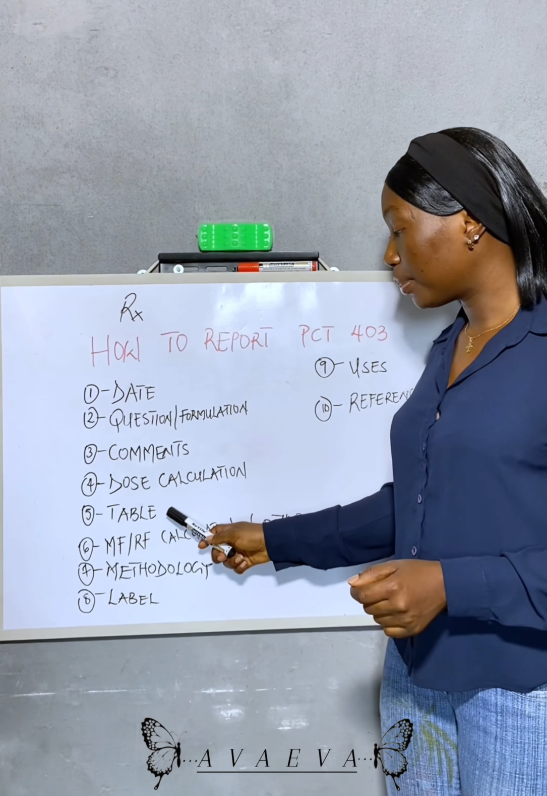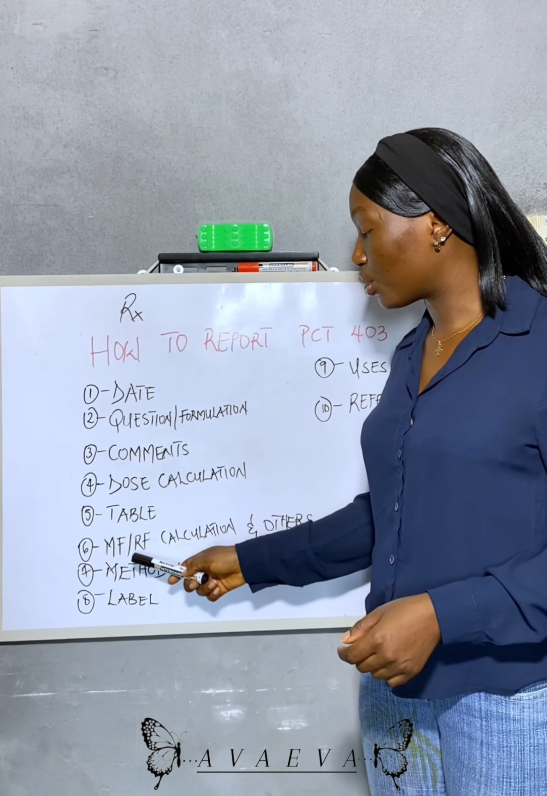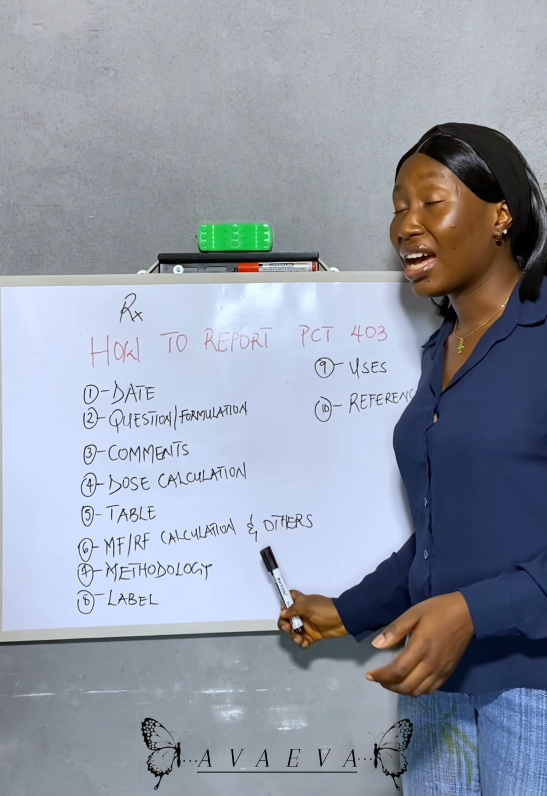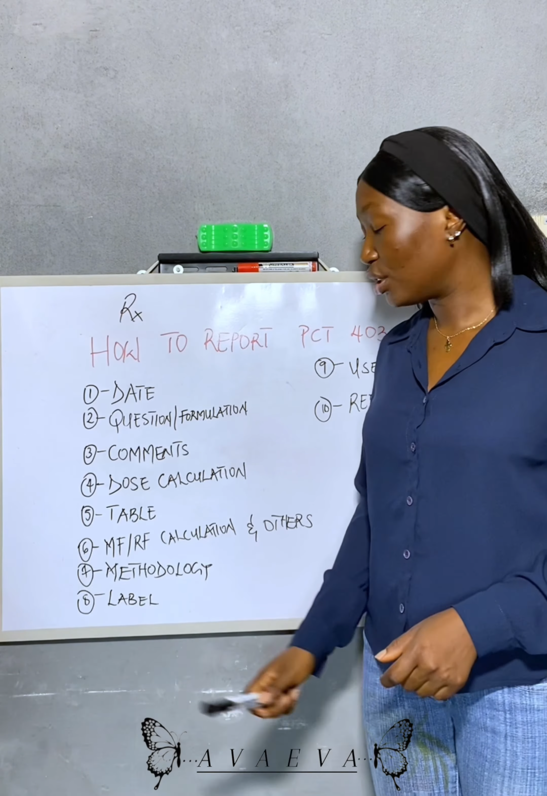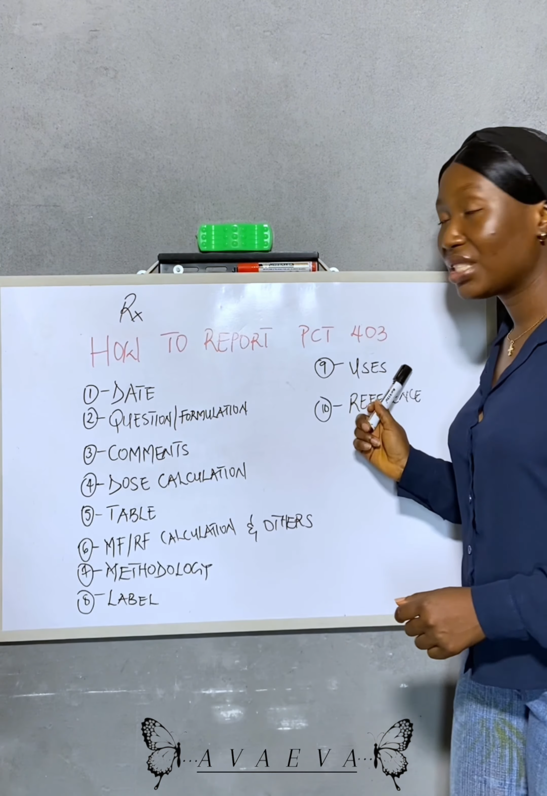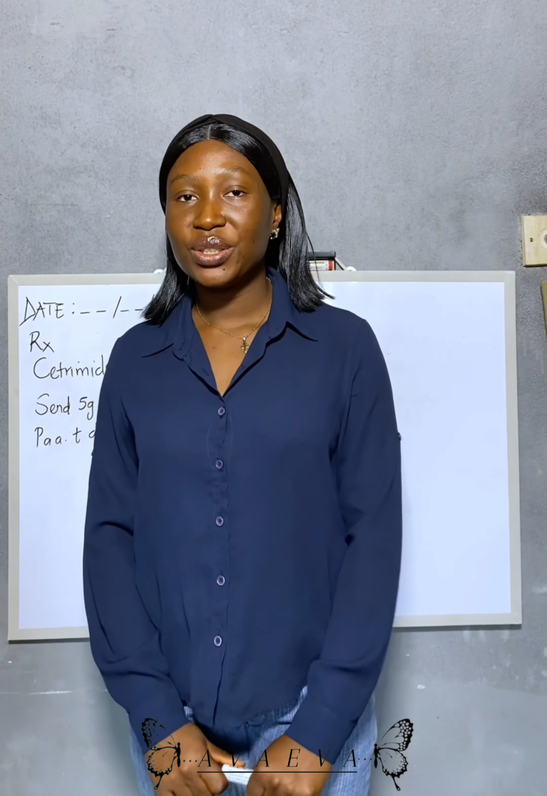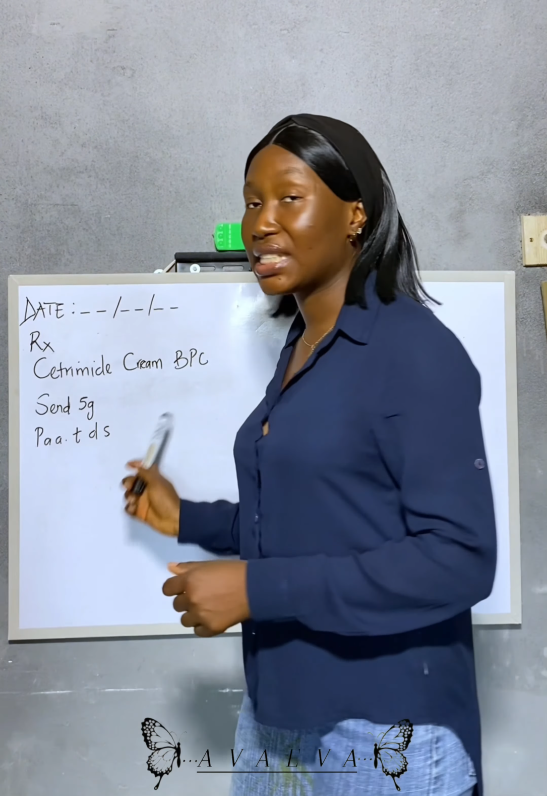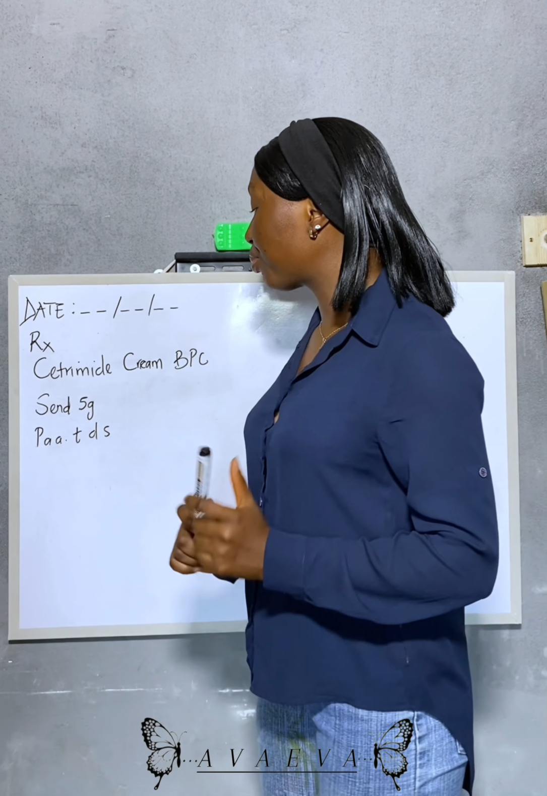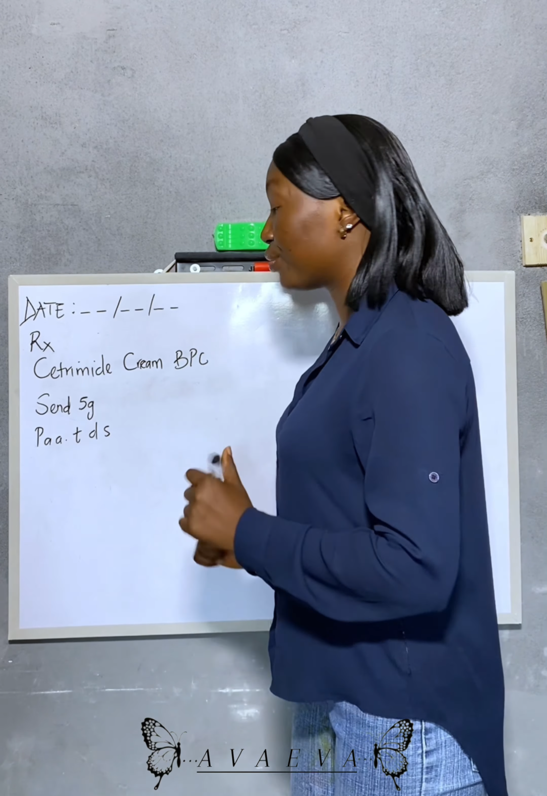Then you have your table. Then you have your multiplying factor or your reducing factor calculation, and others as the case may be. Then you have your methodology and your label, followed by uses and references. What we'll be looking at in this episode is cetrimide cream BPC. You have to send 5 grams, and this is the direction of use.